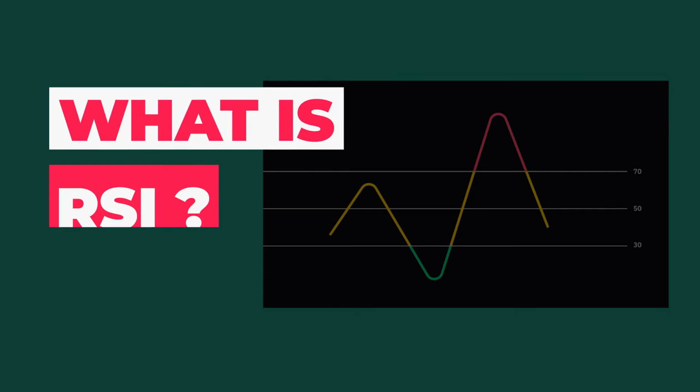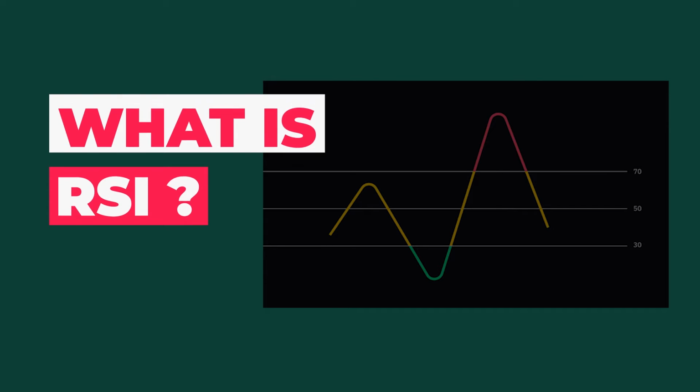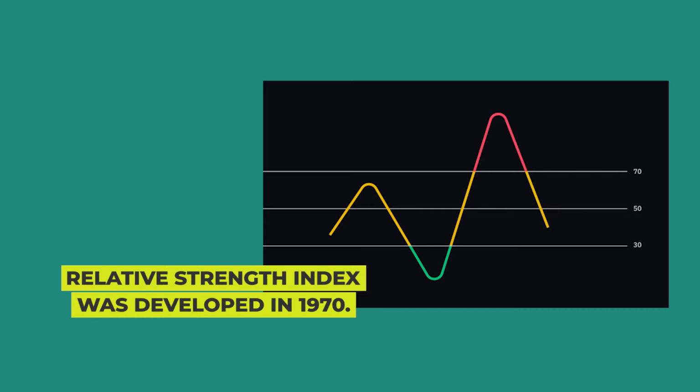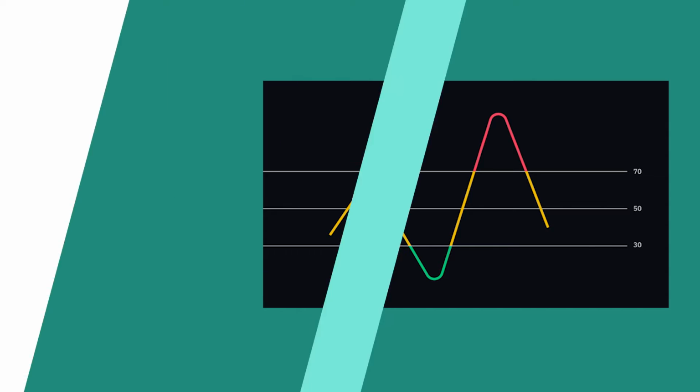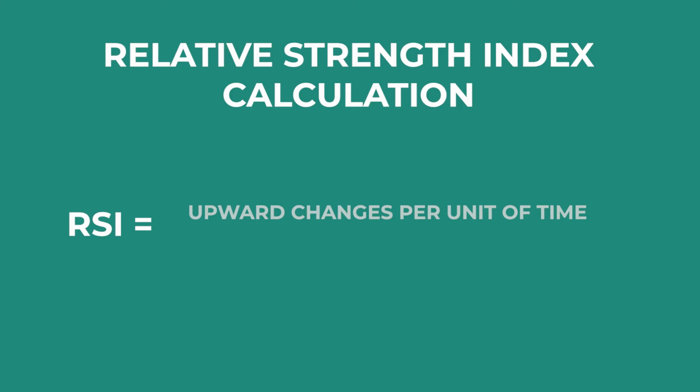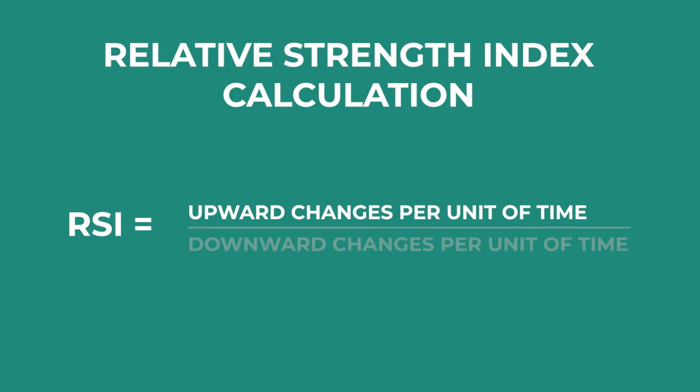What is RSI? Let me give you an outline. The Relative Strength Index formula, or RSI, was developed in the 1970s, like many other technical analysis concepts. The Relative Strength Index calculation is made by calculating the ratio of upward changes per unit of time to downward changes per unit of time over the look-back period. The actual indicator calculation is more complex than we need to worry about here.